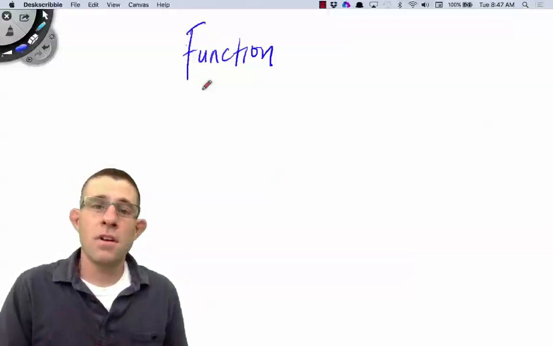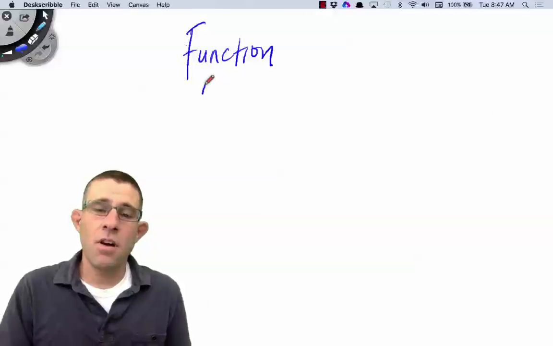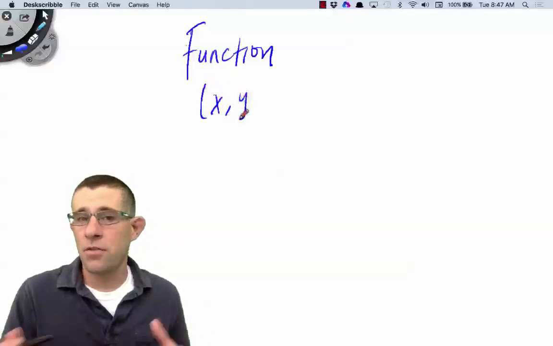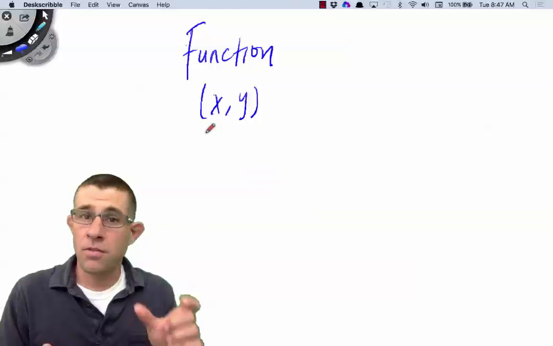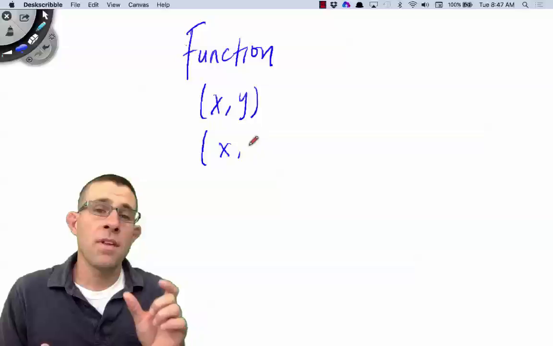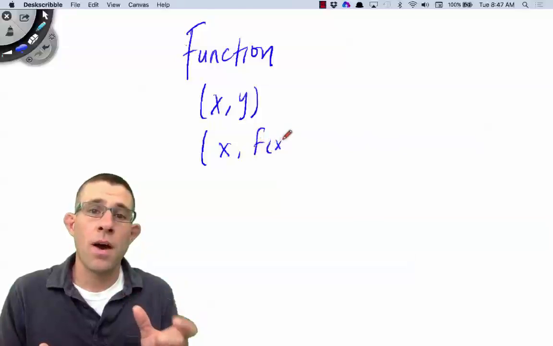Hey guys, today we're going to talk about function notation. Now recall from our previous lesson that a function is a set of ordered pairs x and y, so that each x component, the first component, is paired with exactly one second component, the y component.